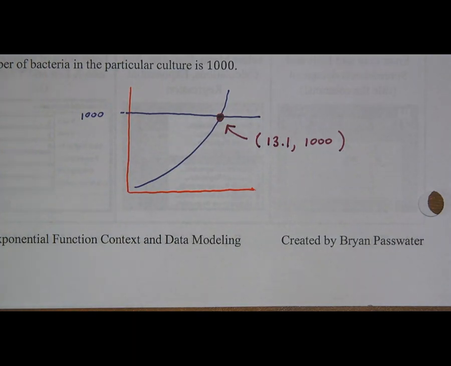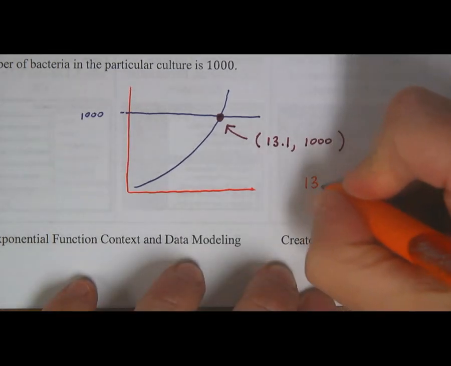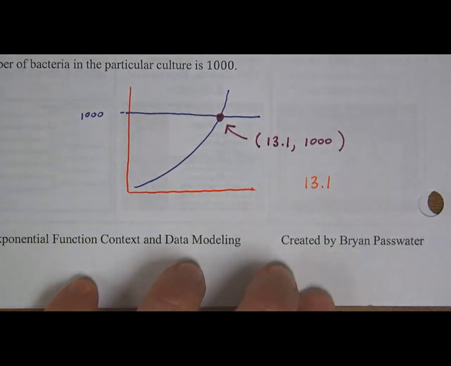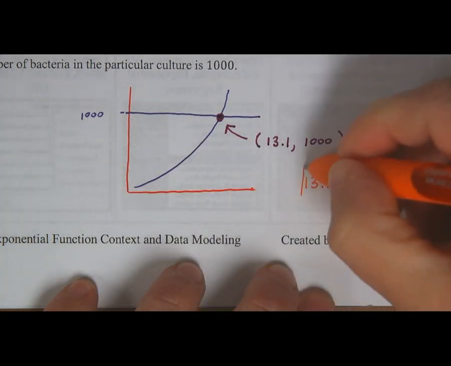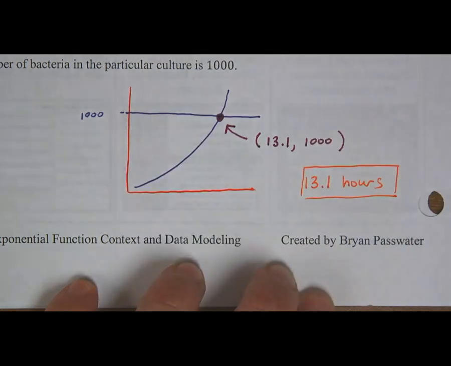Let's look back at the question. Find T when the bacteria is 1,000. So how would I write my answer? 13.1. It's going to be hours, yeah, because T represents time in hours.